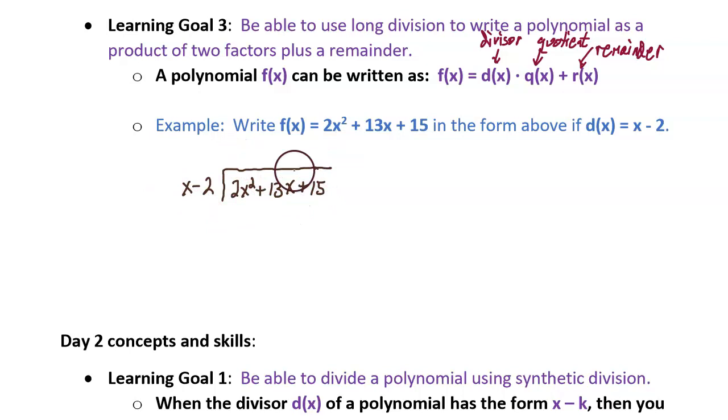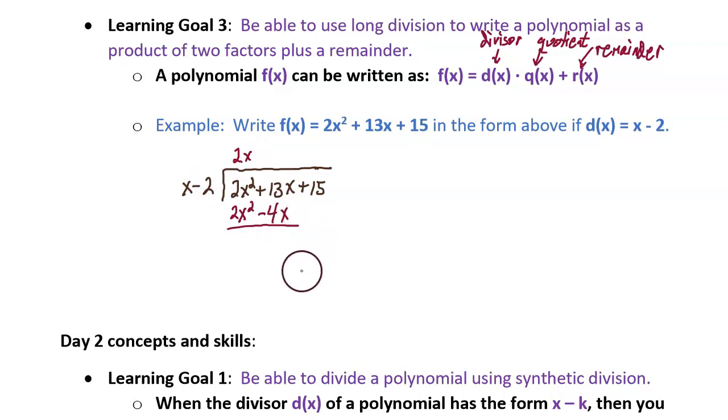Once you have the bracket all set up, now it's time to run through the long division process. X times what makes 2x squared? We need to have a 2x, because 2x times x is 2x squared. These have to match each other. 2x times negative 2 is negative 4x.